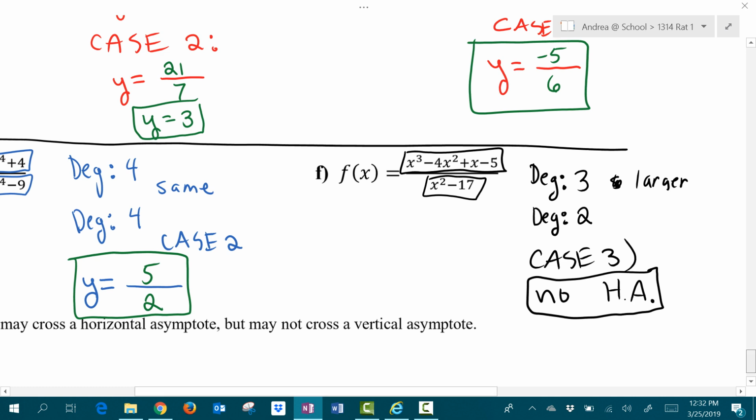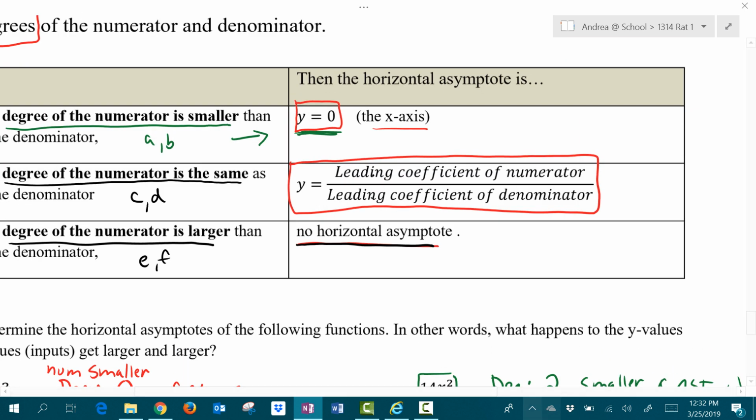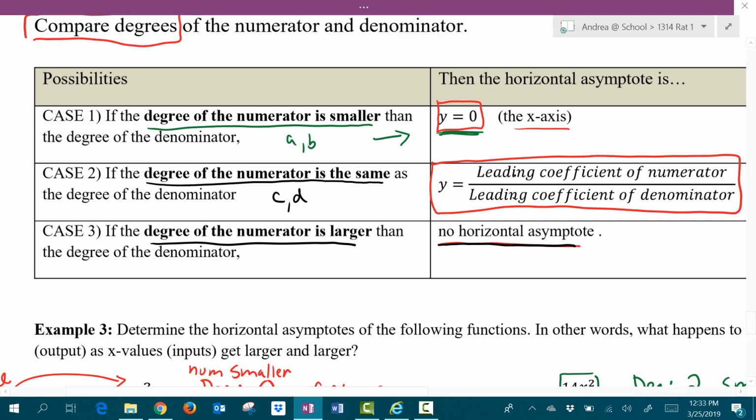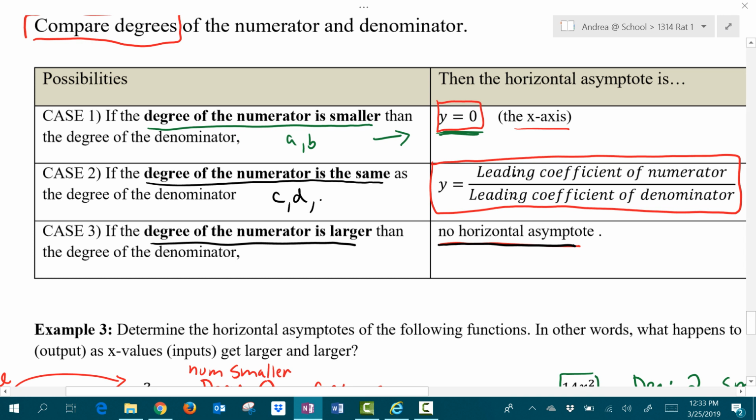Once again, to determine these horizontal asymptotes, you will have to memorize this chart. How do we determine horizontal asymptotes? We compare degrees of the numerator and the denominator. Once you've compared the degrees, is the numerator degree smaller, the same as, or larger, then that will put you into different situations. So you will need to know this table to determine what the horizontal asymptote is after you've compared degrees. What's the resulting horizontal asymptote for each of those cases?